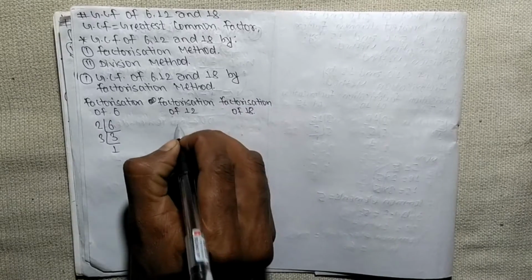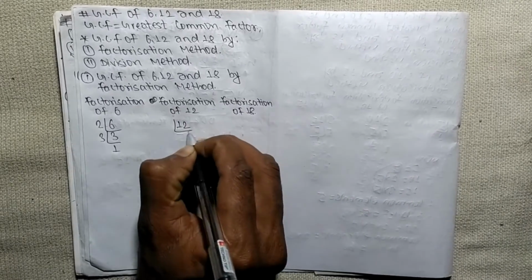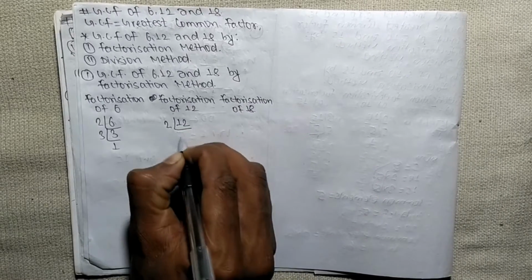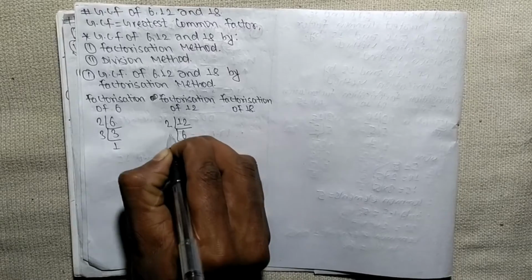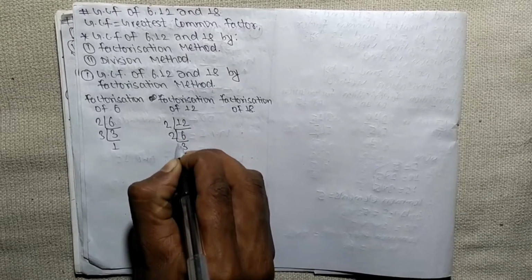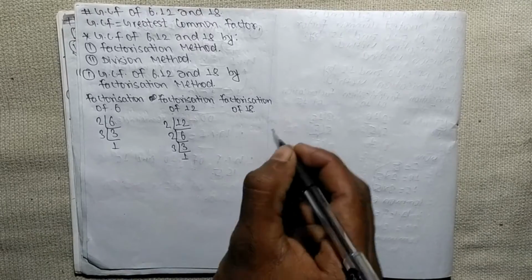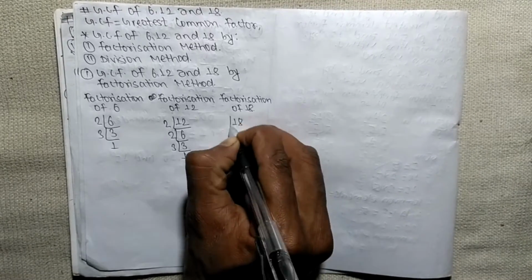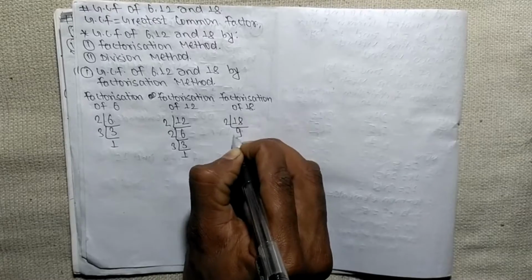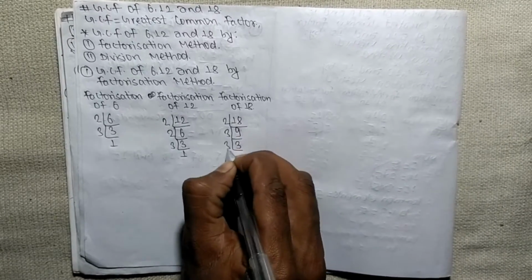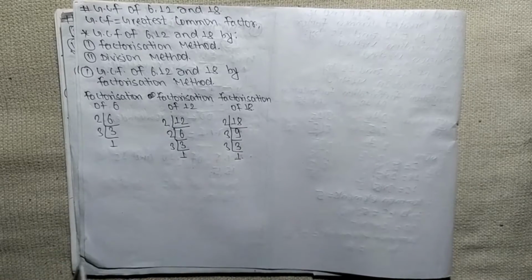Our another number is 12, so we have to again take the prime factors of 12. It is 2 times 6 means 12, 2 times 3 means 6, and 3 times 1 means 3. At last we have 18. It is 2 times 9 means 18, 3 times 3 means 9 and 3 times 1 means 3.